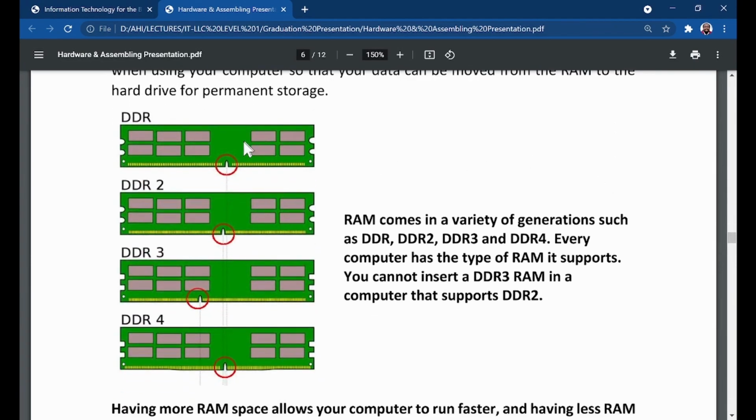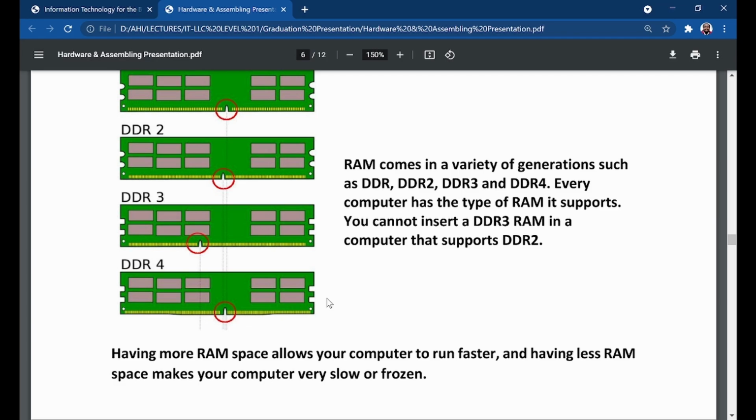The DDR has its notch here. DDR2 has its notch somewhere here. DDR3 has its notch somewhere here. DDR4 has its notch somewhere here. Some of them look quite similar, but they are not similar at all.